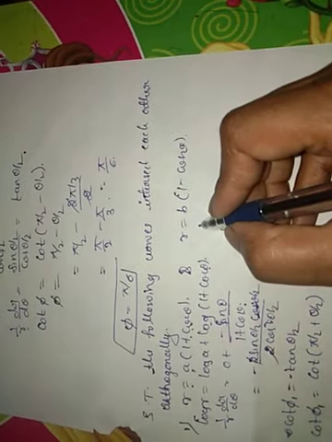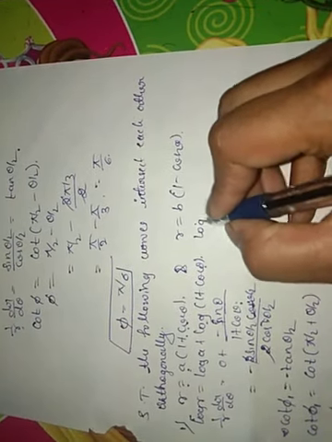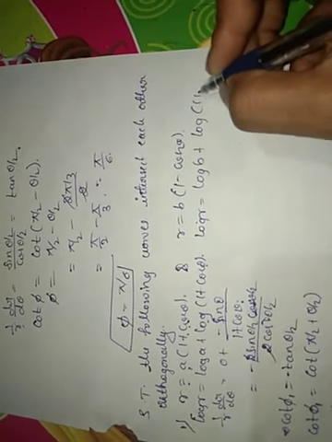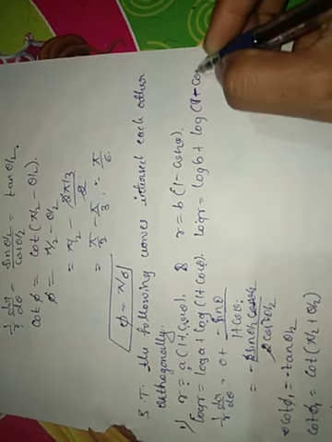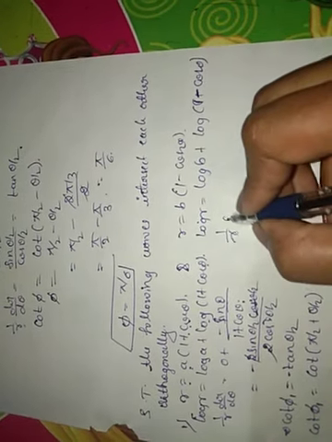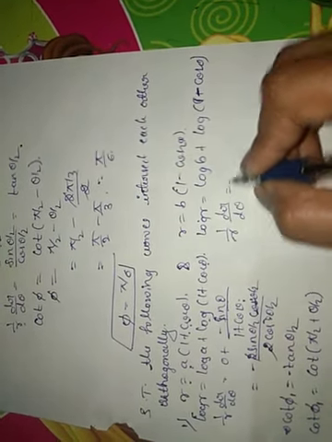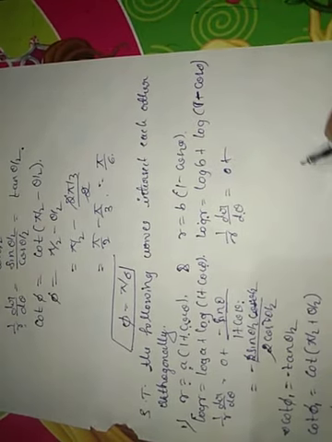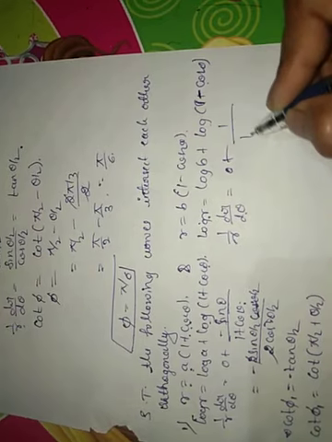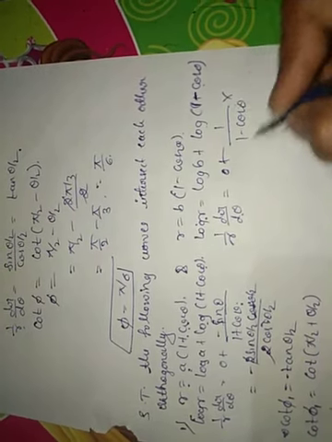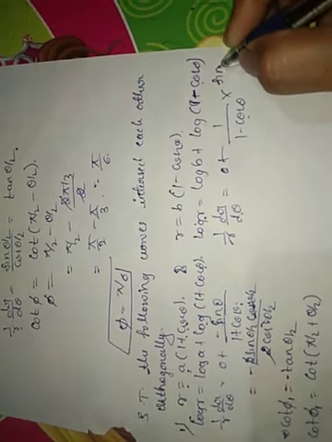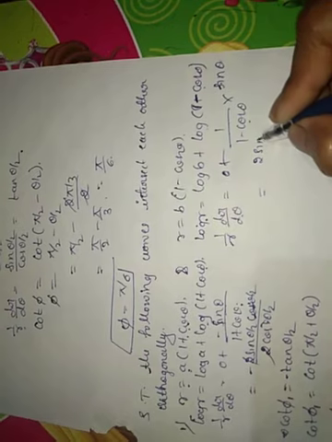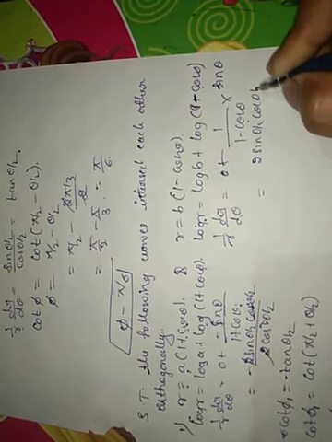Now come to the other curve. Follow the same procedure. Take a log on both sides. Log r equal to log b plus log of (1 - cos theta). Differentiating with respect to theta, the derivative of log r is 1 by r dr by d theta. The derivative of log b is 0. The derivative of log of the function is 1 by the function into the derivative of the function, which is sin theta. So sin theta can be written as 2 sin theta by 2 into cos theta by 2.